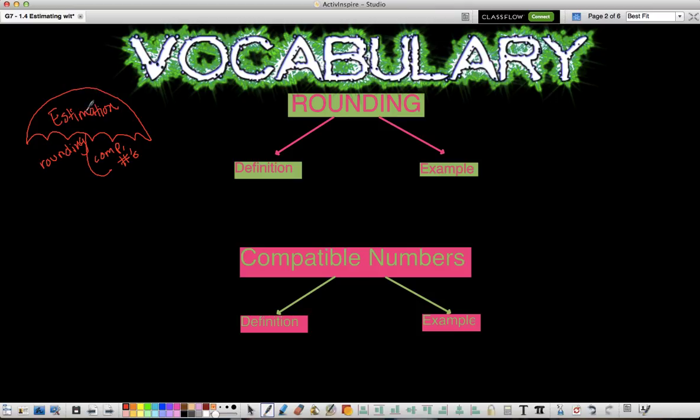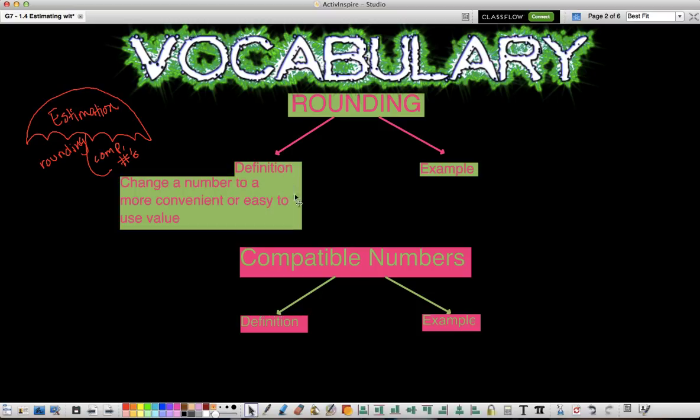So rounding and estimating don't mean the same thing. Estimating an answer means that you're taking a guess at an answer. You're getting close to it. You're not finding an exact answer, something close. And rounding is how you would do that, or compatible numbers are how you would do that. Right, so we have to get out of this habit of using rounding and estimating interchangeably because they are not the same. So with rounding, the definition is to change a number to a more convenient or easy to use value.